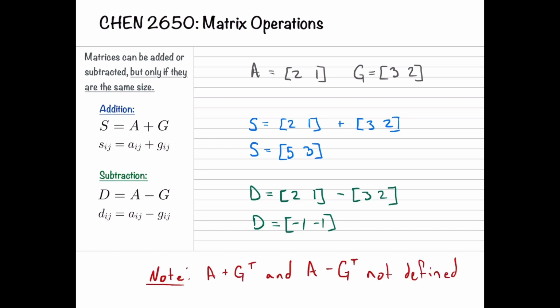And the note here is showing that if we were to try to perform the operations of A plus G^T or A minus G^T, these would not be defined, because even though they both have two elements, one is a row vector, the other is a column vector, and in these cases the shapes do not correspond, and therefore addition and subtraction of these two matrices would not be defined.